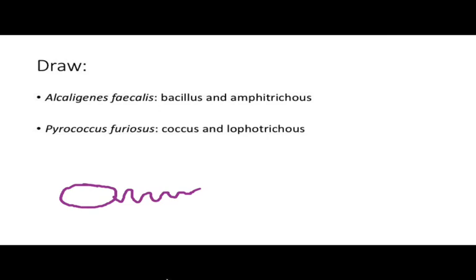Boom. Should I draw more? Which one is that? That's the first one, isn't it? Okay, it's amphitrachus. What's that mean? Amphi means both. So there's one on each side for this one. If you drew a tuft on each side, that's fine too. I didn't specify whether it's monotrichus or lophotrichus. It looks beautiful. Thank you.